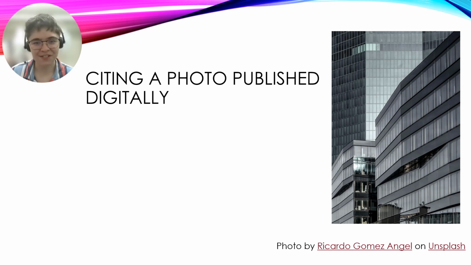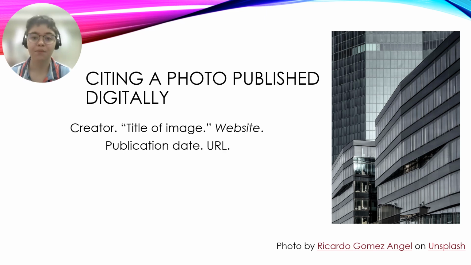All right, so the first type of image we're going to cite together is a photo that has been digitally published. The important information in your citation is the creator, the image title, the website, the publication date, and the URL. For our example, I found this image on Unsplash.